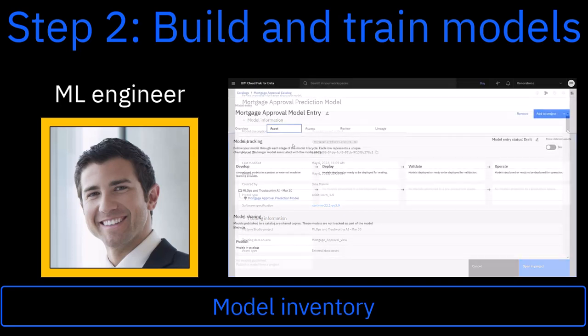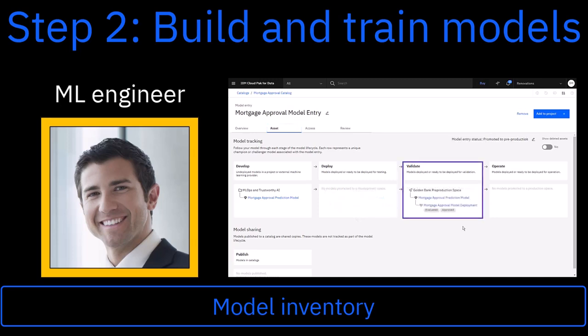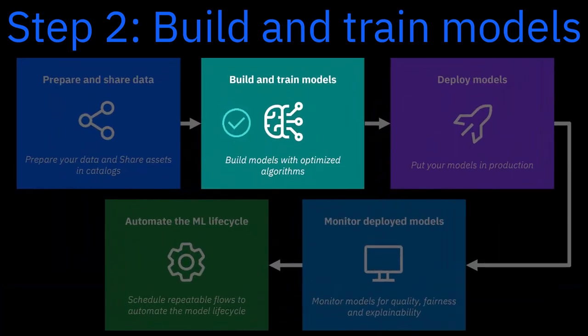No matter what tool Golden Bank uses to build and train the model, they can track the resulting model in the model inventory to show how the model progresses through the AI lifecycle. This step in the use case showed some of the tools that your team can use to build and train models in Cloud Pak for Data.